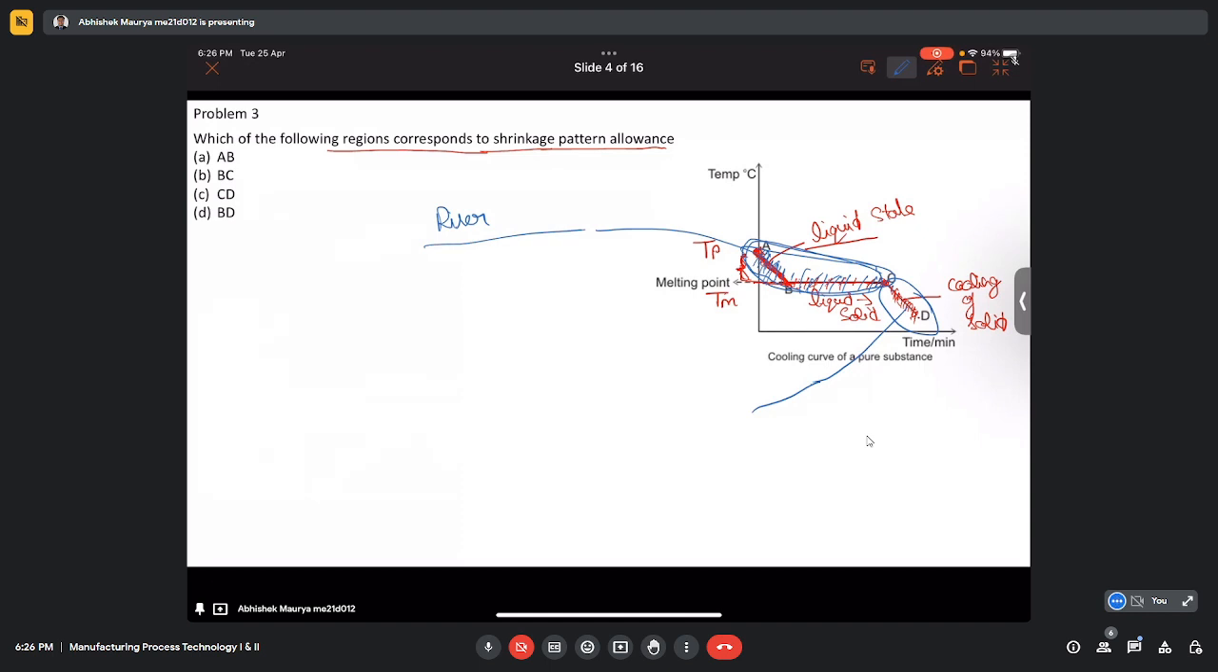Basically, some extra amount of pattern size is given based on the different material, that is called the pattern allowance. Because of this extra size, when the material cools down after removing the pattern and filling the mold, after solidification and shrinkage we will get the actual size. So this is the region where shrinkage of volume is taken care of by giving pattern allowance. Okay, so the correct answer for this problem is option C. Is it clear? Any doubt?